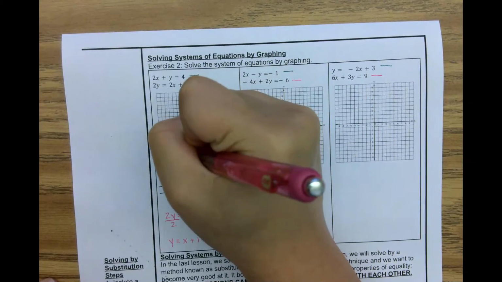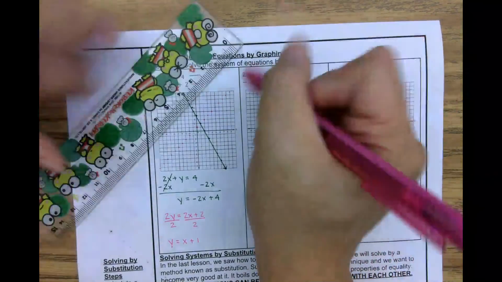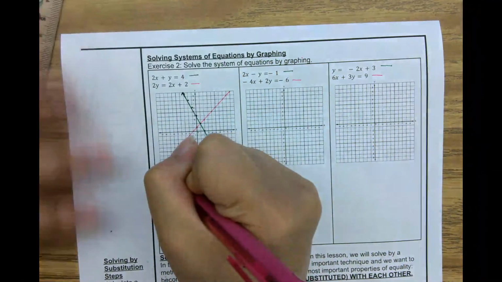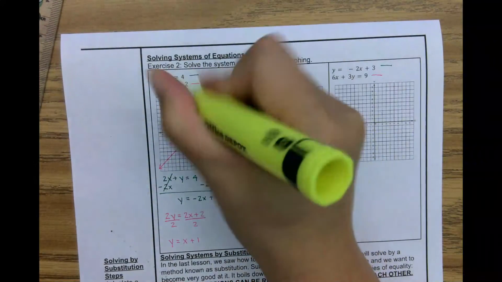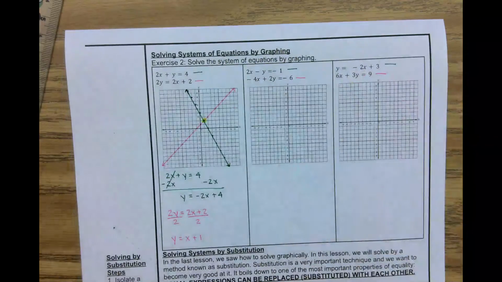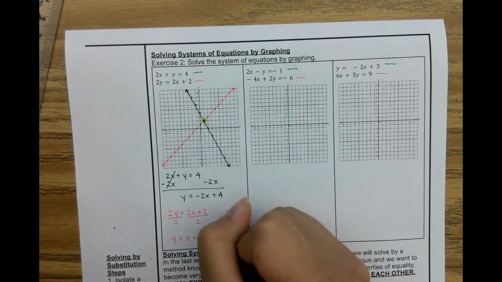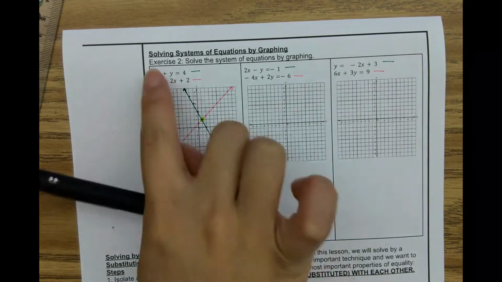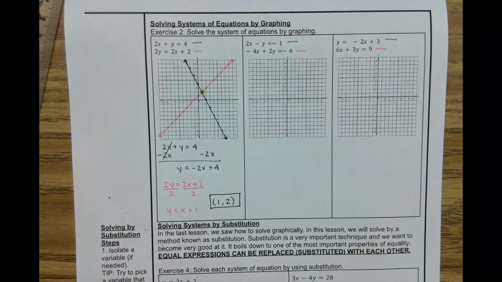You probably already saw where it intersected. Then I'm going to connect the dots. And where it intersects, where it touches, is my solution. So it touches right here, and this point is (1, 2). And so that is my solution to the system. If I wanted to check my work, I could take this x and y value and plug it in, and I would see that it is true. Okay? So let's do the next one here.